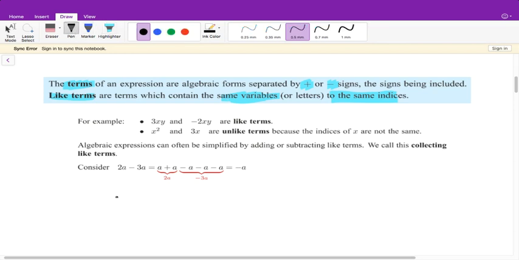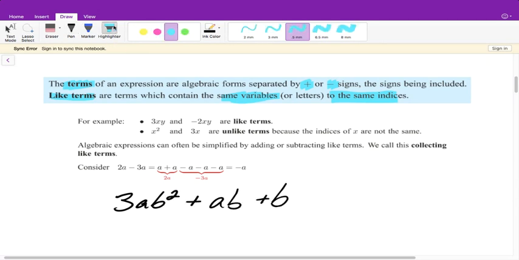One of the questions we went over in class was something like 3ab squared plus ab plus b. And some people wanted to add these together, but none of these were identical terms. Yes, this has an a, this has an a. This has a b, and this has a b. So some people thought, well, they're like terms. No, because the b has a square here, and this b does not. So in order for them to be like terms, all of the variables, disregarding the numbers in the beginning, have to be identical.